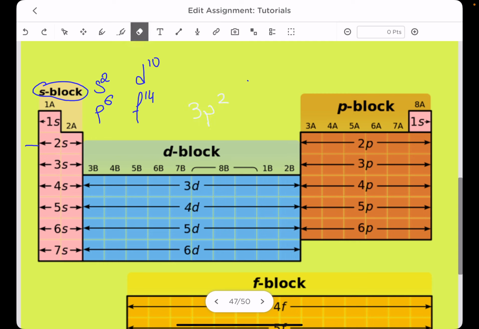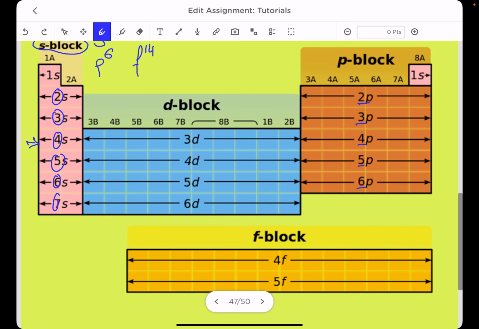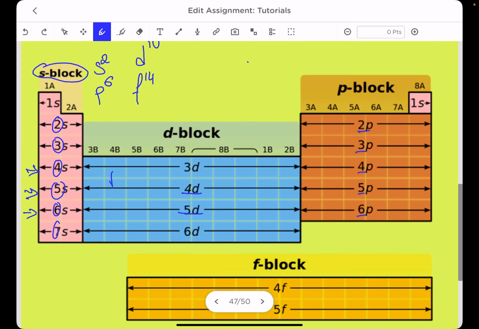So for the S and the P, the line on which you find the S is the period. So 4, 5, 6, and 7, same as the P. So I'm in line 2, 2p, 3p, 4p, 5p, 6p. But for D and F, if you are on period number 4, you will not say 4d, you will say 3d, because the D starts with the third energy level. So I'm in period 5, but I would say 4d. I'm in period 6, but I would say 5d. So you always say n minus 1 for the D, whereas for the S block and the P block it is just n.